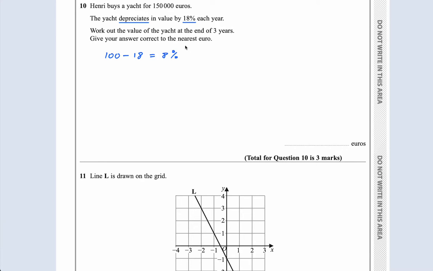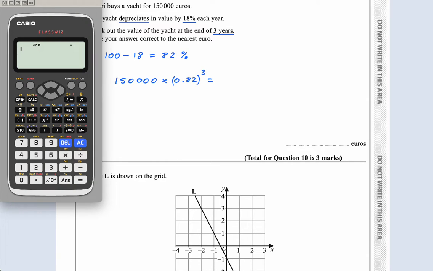At the end of the first year, 82% of its value. So to find how much the yacht is worth after 1 year, I multiply it by 0.82 or 82%. But that's after 1 year. I am interested in after 3 years. So to get its value after 3 years, I'm going to multiply by 0.82 again and 0.82 again, or in total 0.82 to the power of 3.